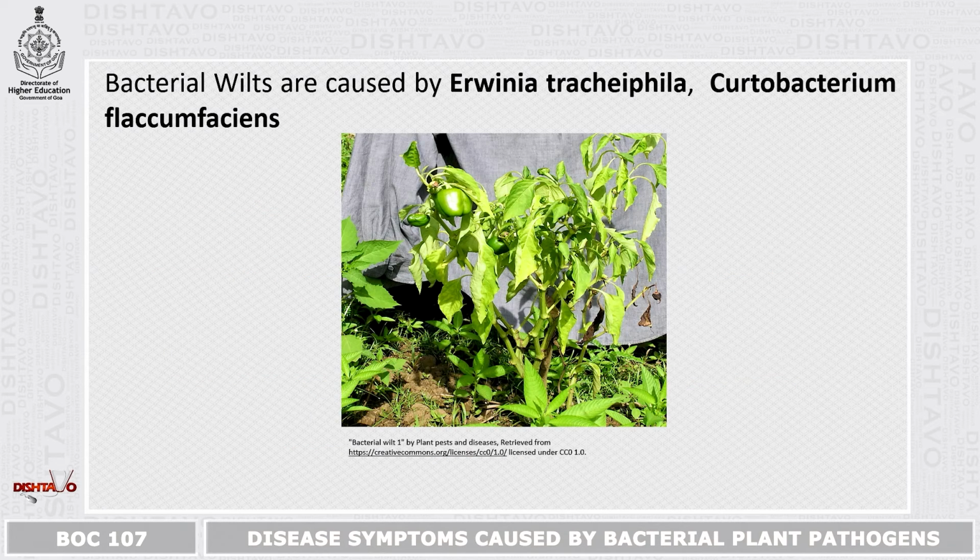Here we have bacterial wilt which is caused by Erwinia tracheiphila, then Curtobacterium flaccumfaciens. Basically this picture is of bacterial wilt which is caused in the capsicum.